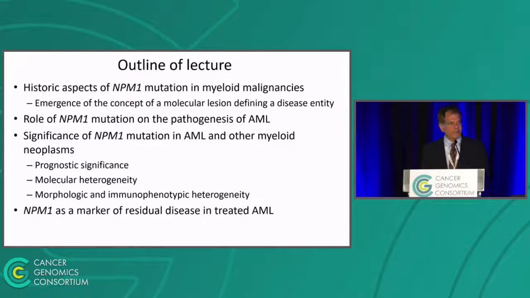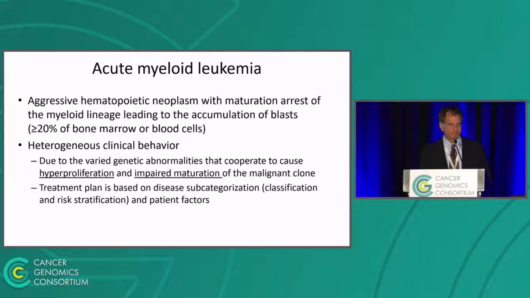Also, we'll go through the role of NPM1 in the pathogenesis of AML and the significance of this mutation in AML and other myeloid neoplasms, in particular its prognostic significance, and also molecular heterogeneity within the group of NPM1 mutated myeloid malignancies, as well as heterogeneity in its morphologic and phenotypic presentation. And I'll sprinkle through some cases to illustrate some challenges along the way. And then I'll end with a brief discussion of NPM1 as a marker of MRD in treated AML.